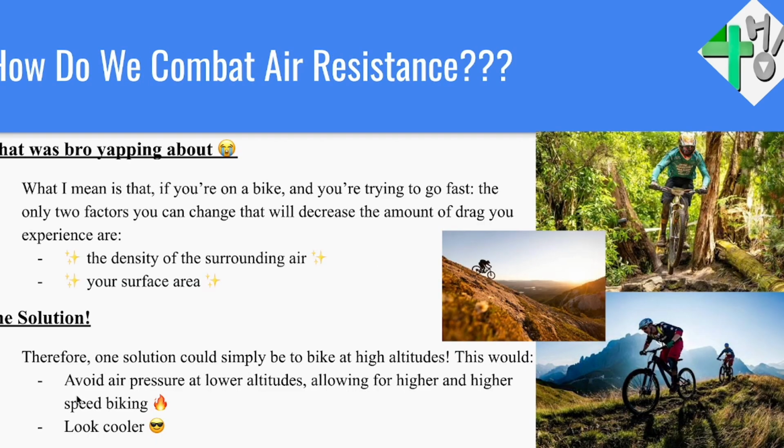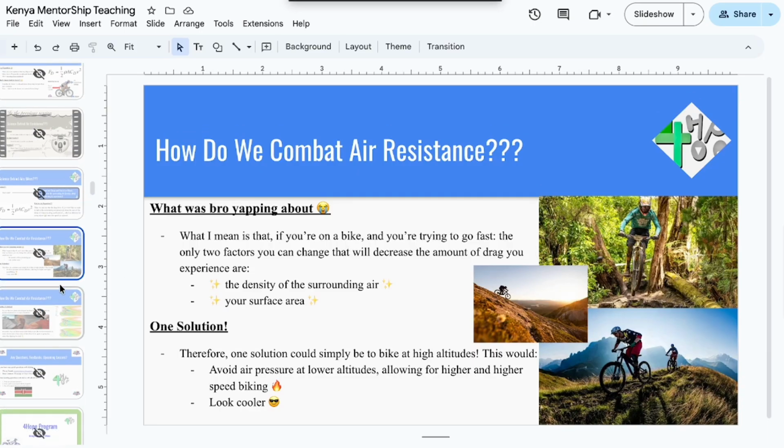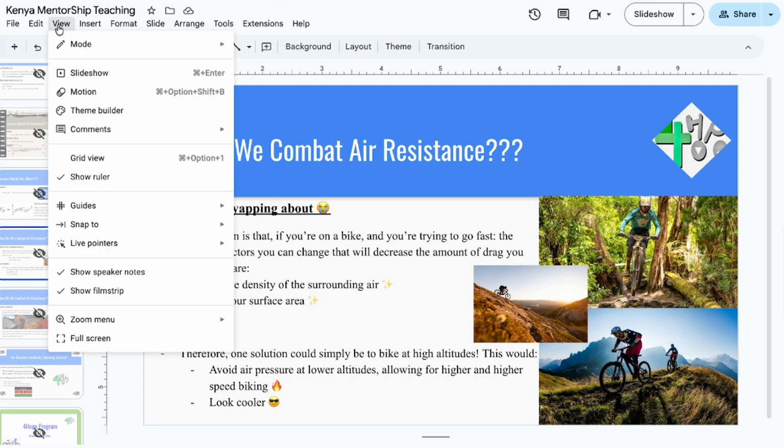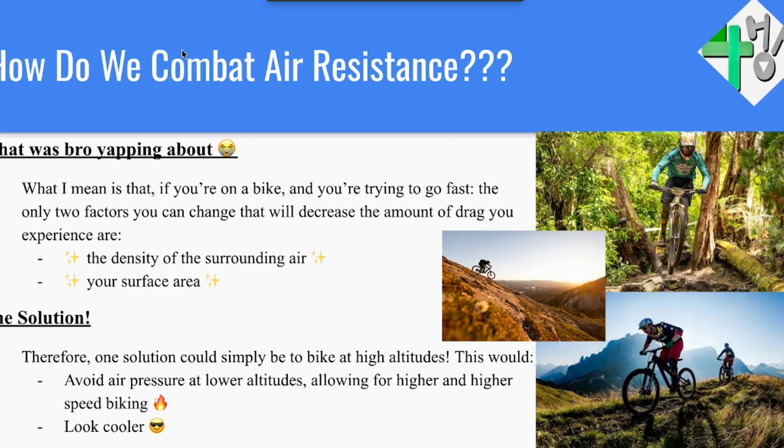Now the one solution that we can actually do to decrease the amount of drag is to simply bike at high altitudes. And how would this be a good solution? Well, it's going to avoid the air density at lower altitudes. It's going to allow for higher and higher speed biking. And in general, it's going to look a lot cooler. It's going to be really cool to actually see this in motion.